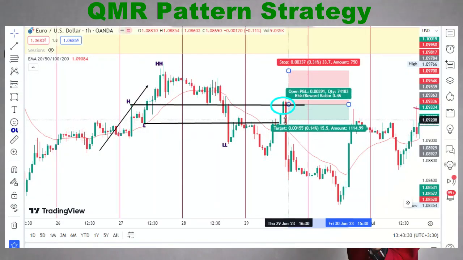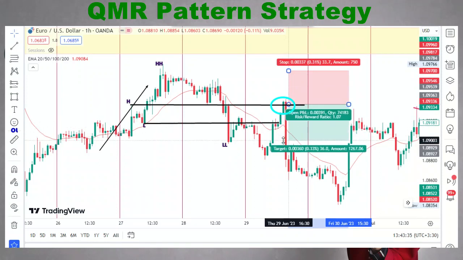Lower low is TP2, and our risk to reward ratio is 1.07. This is a good trade too.